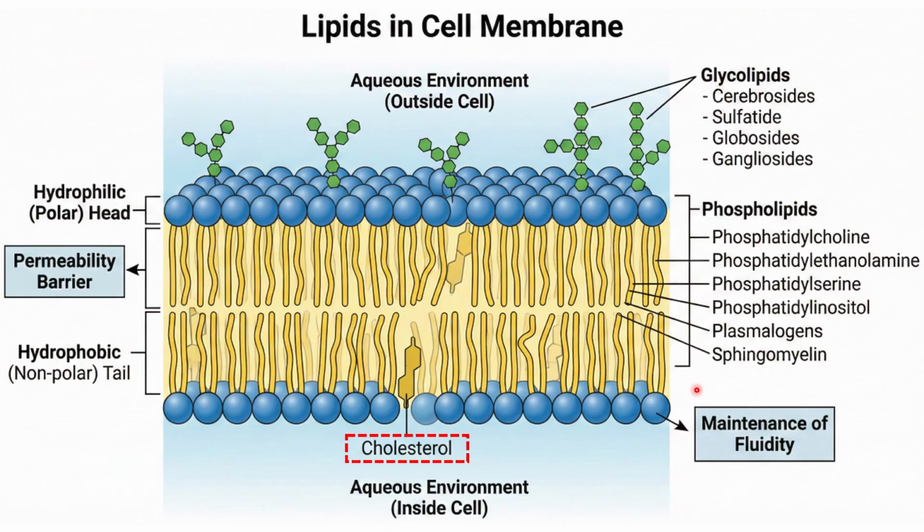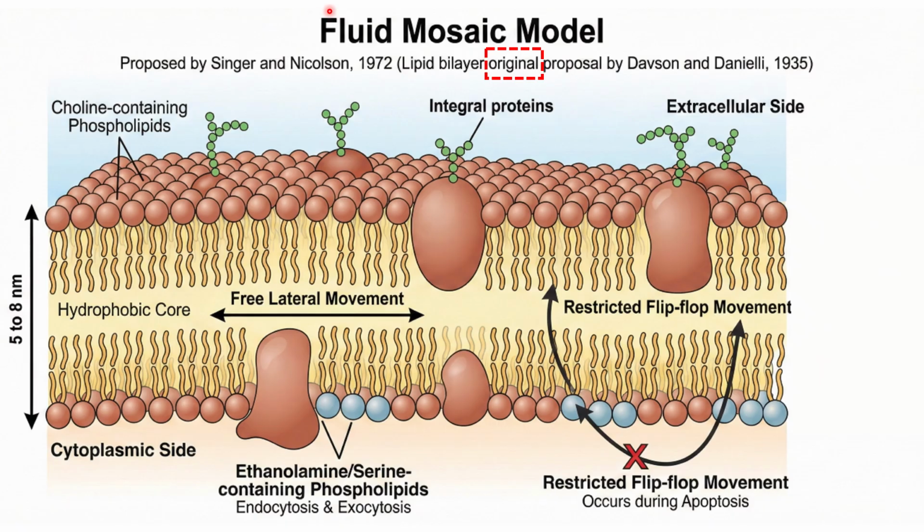Then cholesterol. The cholesterol can be present either in the free form or in the ester form, present in between the tails of the phospholipids. The ultimate function of these lipids in the cell membrane is basically acting as a permeability barrier and maintaining the fluidity of the membrane. So coming to the fluid mosaic model of the plasma membrane, the lipid bilayer.